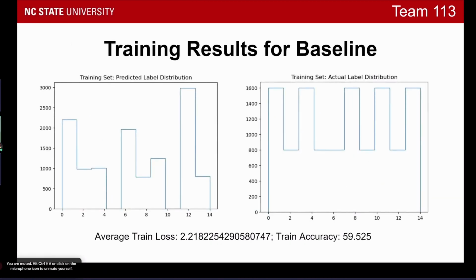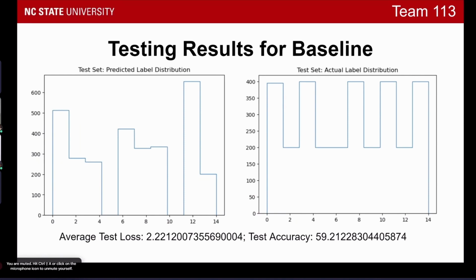The following histograms show the training results for our baseline model. The histogram on the left shows the predicted label distribution, and the one on the right shows the actual label distribution. In our very first run of the CNN, we were able to achieve a training average loss of 2.22 and a training accuracy of 59%. These next histograms show the testing results for the baseline model. Again, the histogram on the left shows the predicted label distribution, and the one on the right shows the actual label distribution. We achieved an average testing loss of 2.22 and a testing accuracy of 59%.